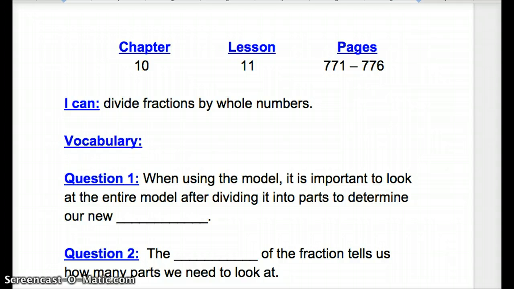Question 1. When using the model, it is important to look at the entire model after dividing it into parts to determine our new blank. Question 2. The blank of the fraction tells us how many parts we need to look at.